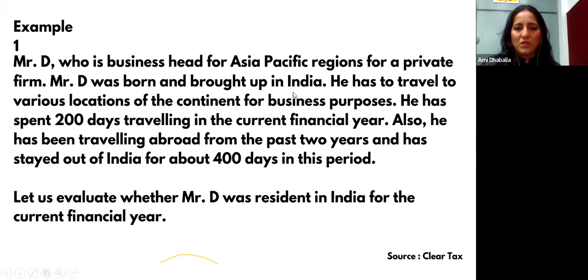He was born and brought up in India. He has to travel to various locations of the continent for business purposes. He has spent 200 days traveling in the current financial year. It means that he was in India for 165 days. Also, he has been traveling abroad for the past 2 years and has stayed out of India for about 400 days in this period. Let us evaluate whether Mr. D was resident in India for the current financial year.